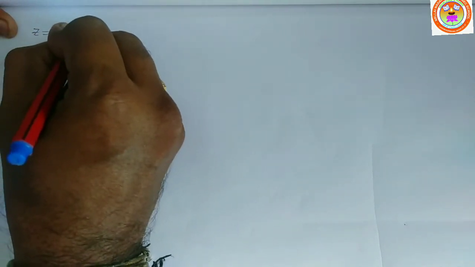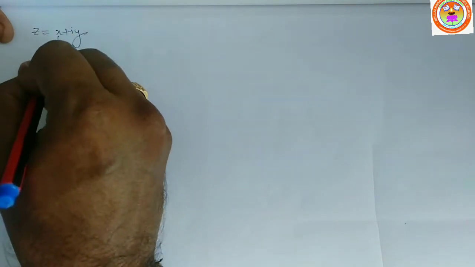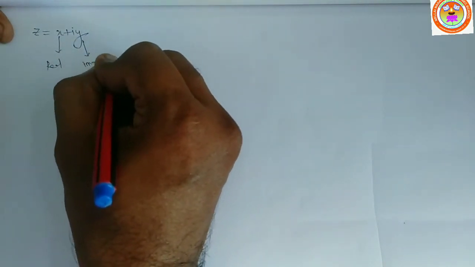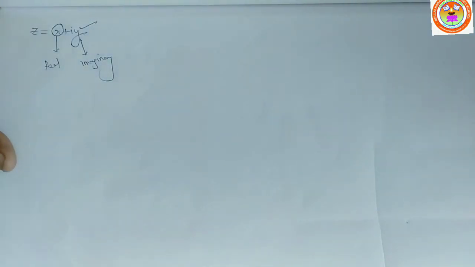So, for example, z is equal to x plus iy. If this is real and this is imaginary, and the real part is going to be 0, then there contains only the imaginary part. I will say once again.